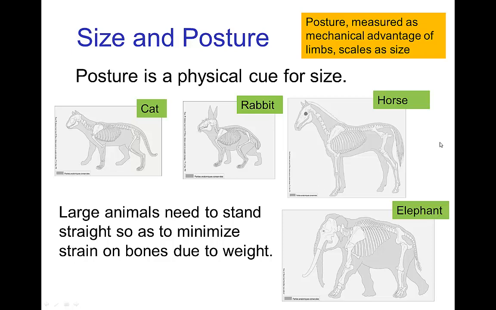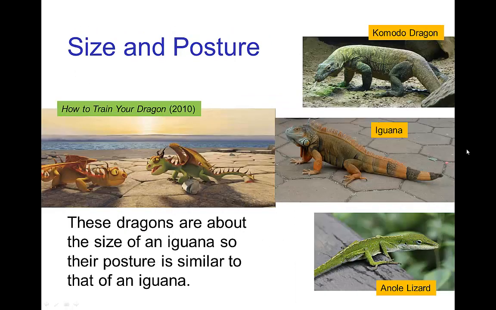So when you see the posture of an animal, this gives you an indication of its size. We see this often in character design. So here in these dragons from How to Train Your Dragon, because they are roughly the size of iguanas, their posture is closer to that of an iguana than it would be for a larger lizard like a Komodo dragon, or a smaller lizard like this tree lizard. So this relation is often bent because you want to create a different feel for a character, but nevertheless, just from the posture, you already have a sense of what type of animal and what size that animal would be.